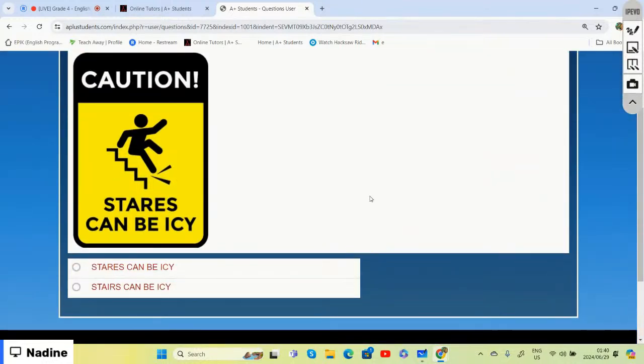All right, the next one says you need to be cautious, meaning beware, that the stairs can be icy. Do we write stairs like that? Which option is correct? Stairs can be icy. Option one or option two? We need to choose the correct sign and fix the one error on that one specific sign.